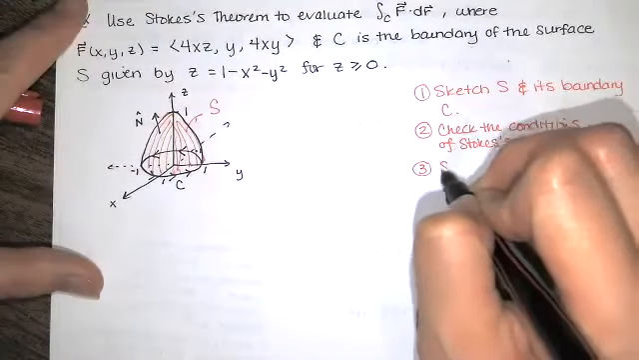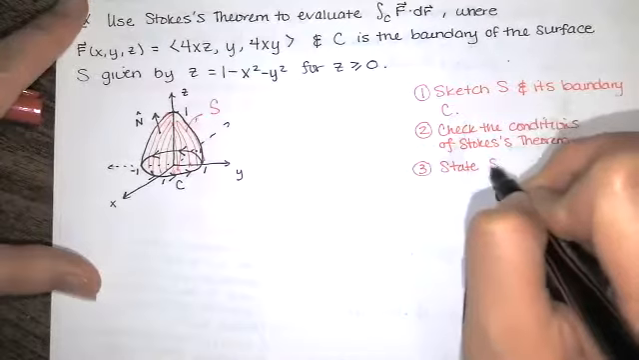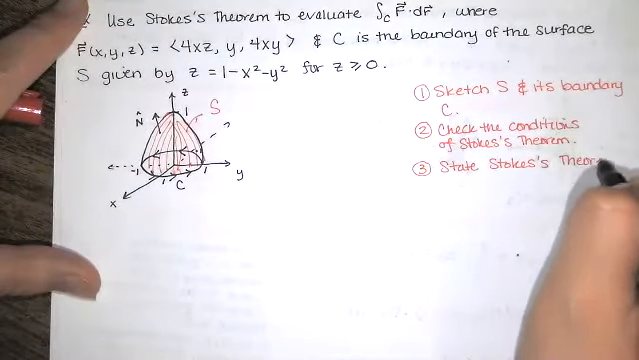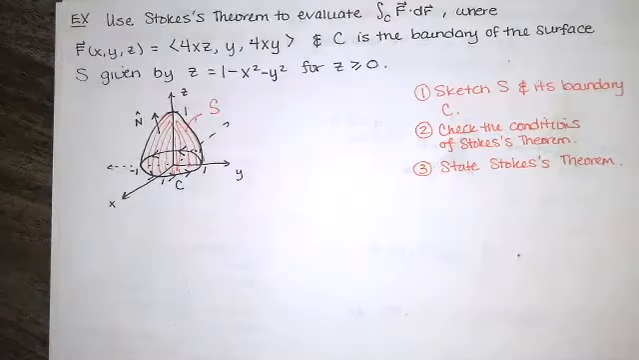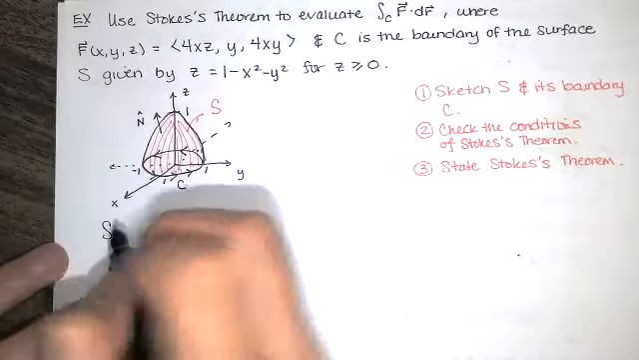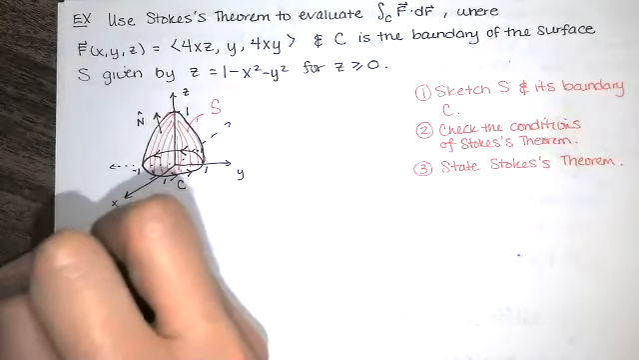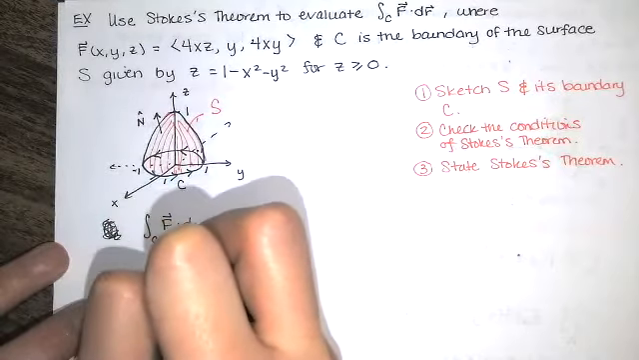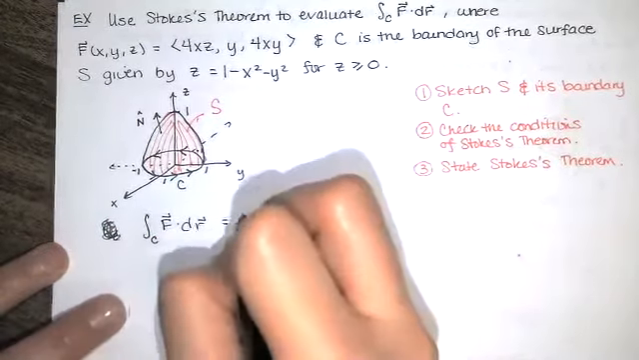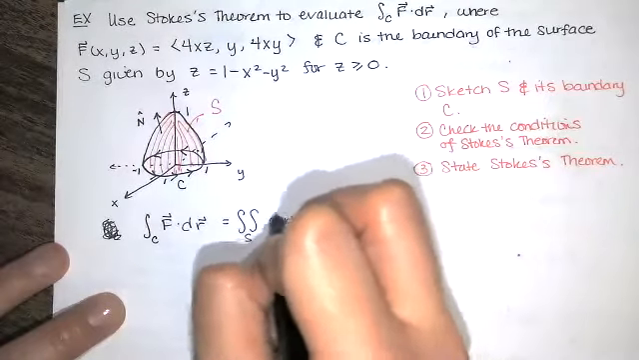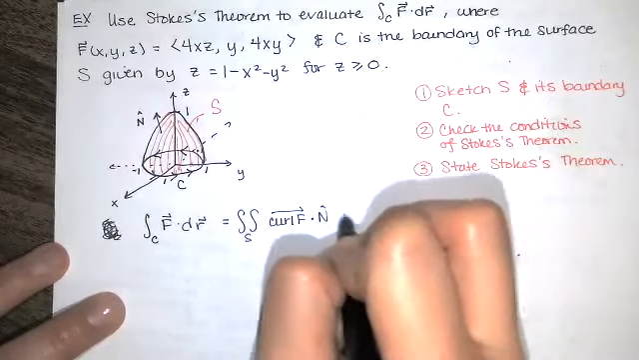So let's state Stokes' theorem. So the line integral, oops, looks like an S. The line integral over C is equal to that surface integral of the curl of F dotted with n hat.